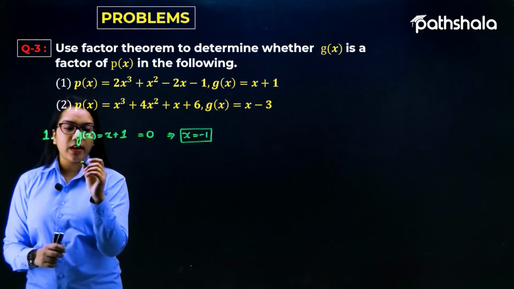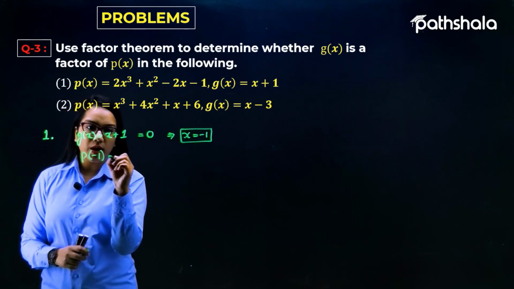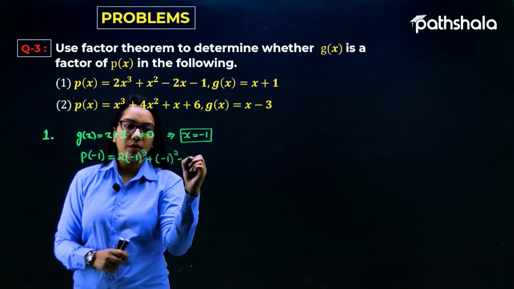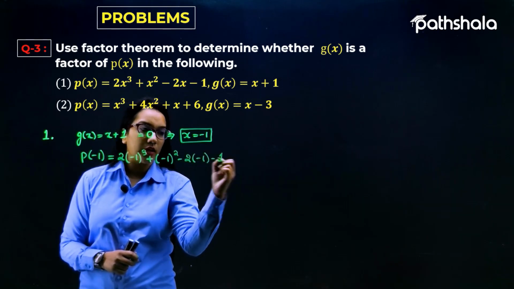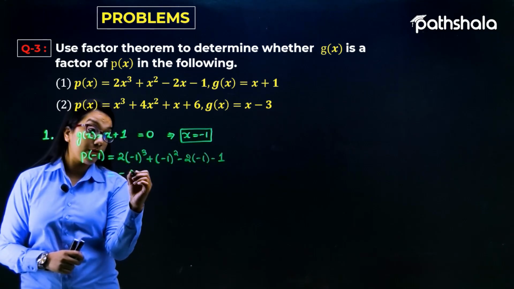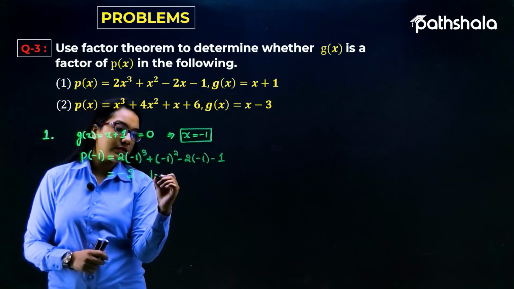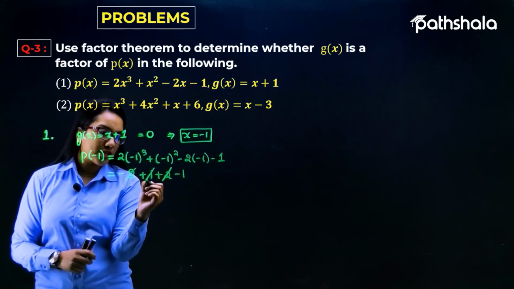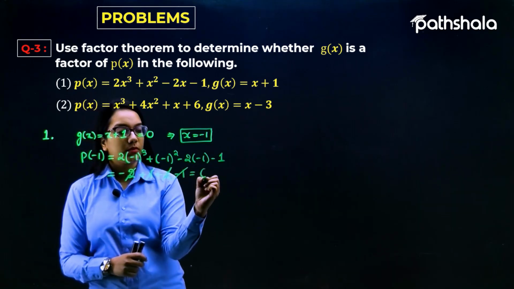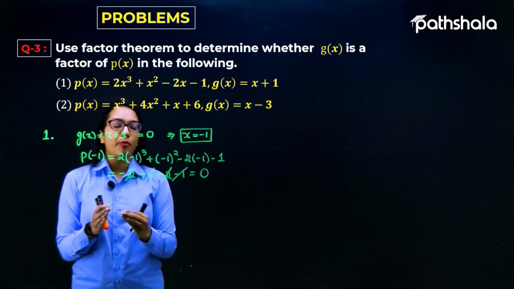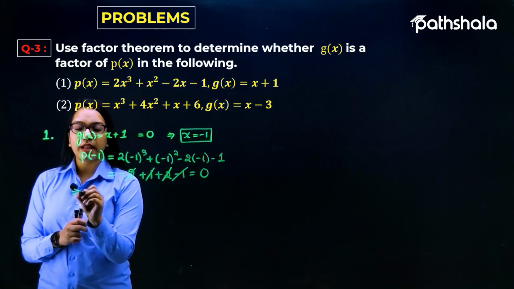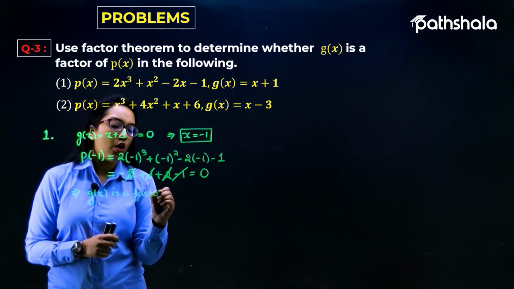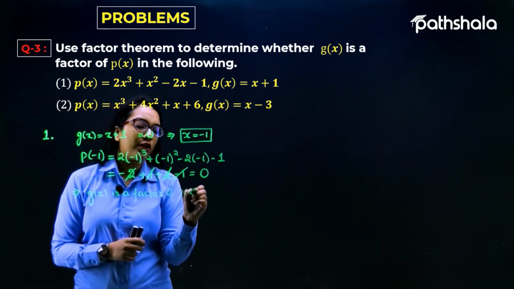So let's substitute this value in p of x. p of -1 is 2(-1) whole cube plus (-1) whole square minus 2 minus 1 minus 1. Now let's solve it. This will be minus 2 plus 1 minus minus, which is plus 2, minus 1. So -2 gets cancelled with +2, +1 gets cancelled with -1. So the answer is equal to 0. So if p of -1 is 0, it implies that g of x is a factor of the polynomial p of x for the very first part.